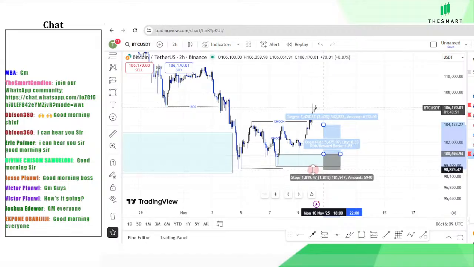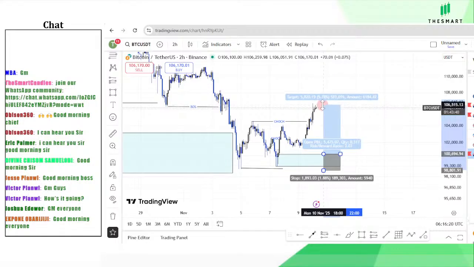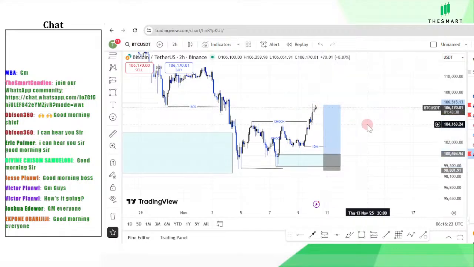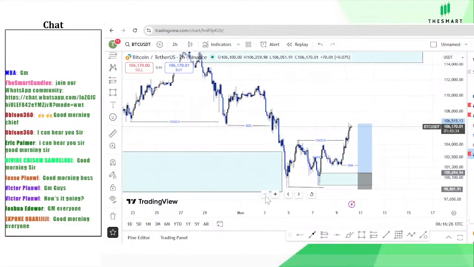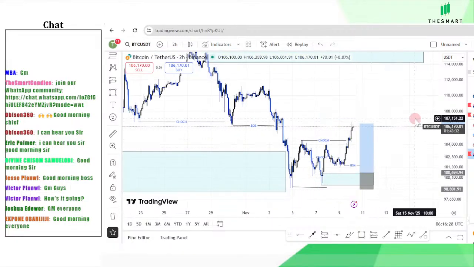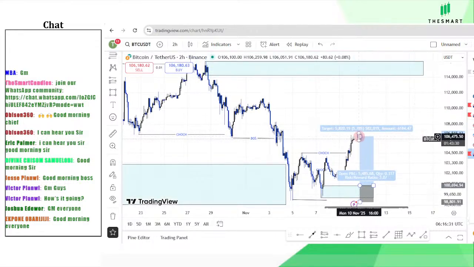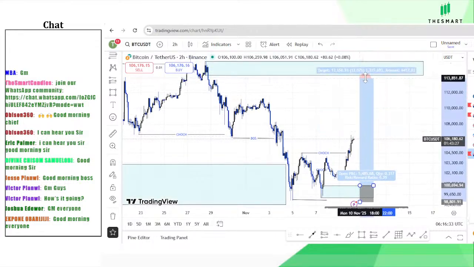So this is what we want to have at this point. This is what we want to have. So we're going for 1:3. So this is 1:3. If we are to actually get on this trade, this is our 1:3. And if you want to hold to the upside all the way to this point, this is a 1:7.